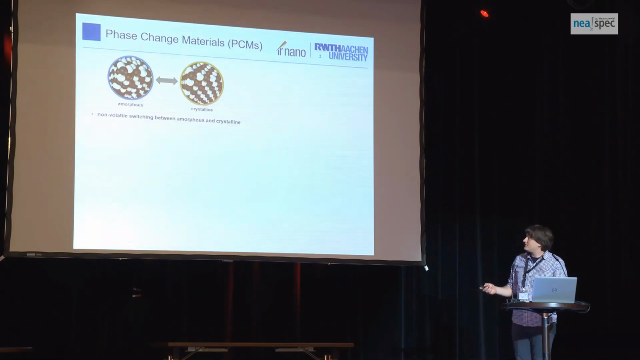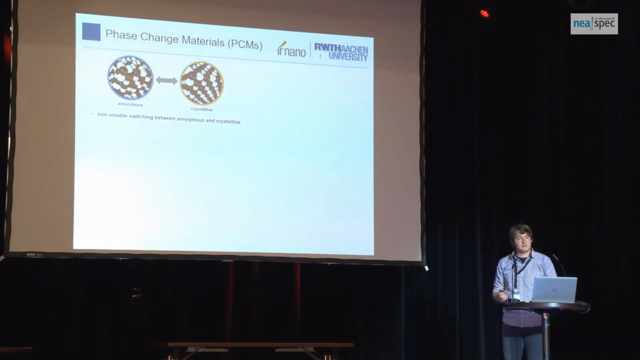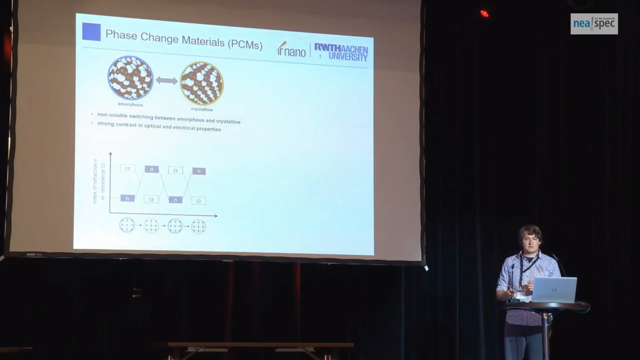class. Phase change materials are materials that can be switched between at least one crystalline and at least one amorphous state back and forth in a non-volatile manner. And that's maybe not interesting by itself, but between these two states, there's a strong contrast in optical and electrical properties. So as you can see here, for example, the resistance changes from a high value in the amorphous phase to a lower value in the crystalline phase, and then back and forth. And also the optical properties change quite a lot.